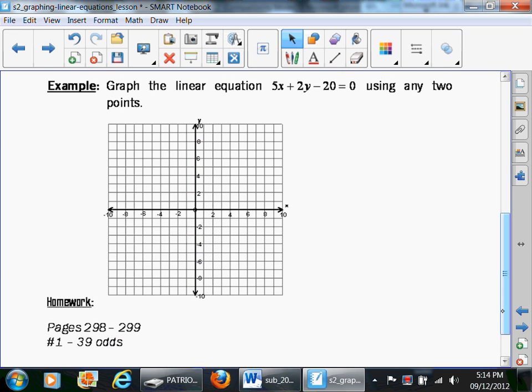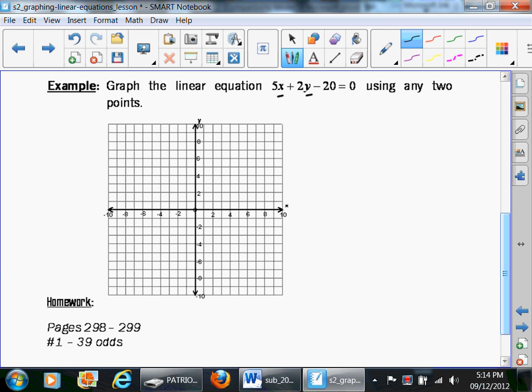And graph the linear equation 5x plus 2y minus 20 equals 0 using any 2 points. So if we're going to use any 2 points, we can pick any 2 points we want. So that's kind of nice. Now what we're going to do is choose any value we want for x or y. It's up to us. Depending on our choice, we might get a decimal or a fraction for the other value.